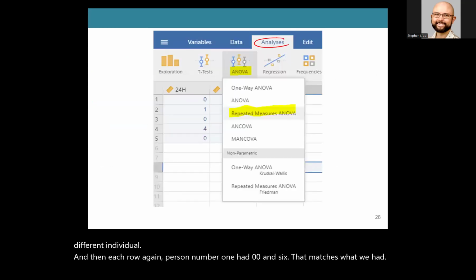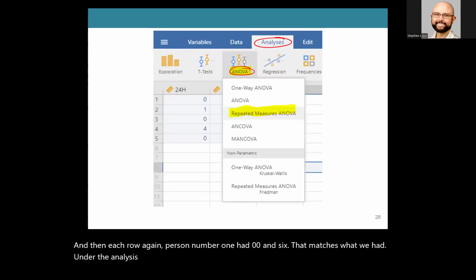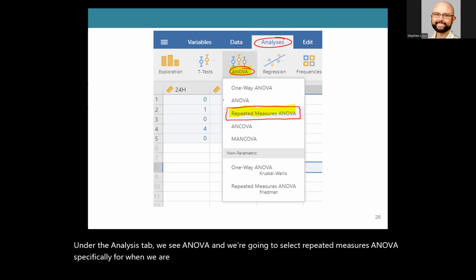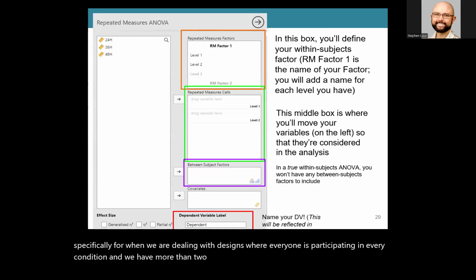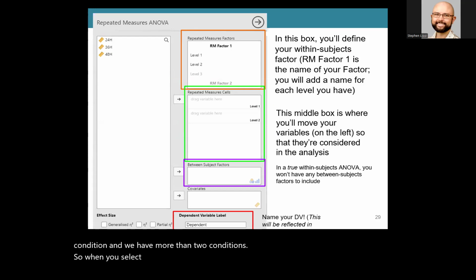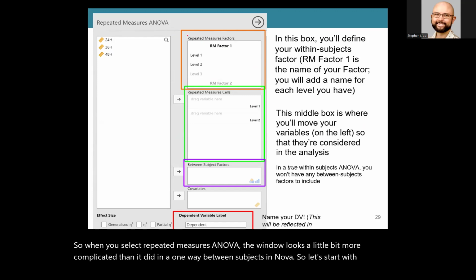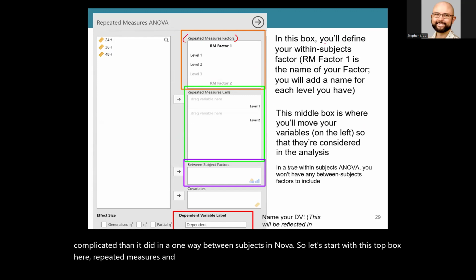Under the Analyses tab, we see ANOVA, and we're going to select Repeated Measures ANOVA, specifically for when we are dealing with designs where everyone is participating in every condition and we have more than 2 conditions. So when we select Repeated Measures ANOVA, the window looks a little bit more complicated than it did in a one-way between subjects ANOVA. So let's start with this top box here, Repeated Measures Factors. In this box, you will define your within subjects factor.